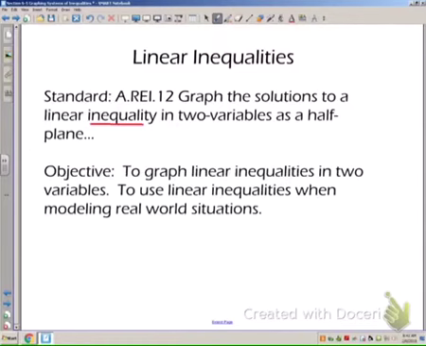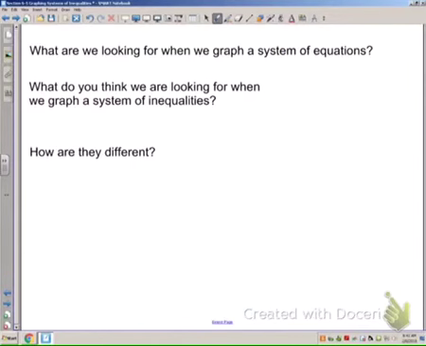And we want to ask ourselves, what are we looking for when we graph a system of equations? What do you think we're looking for then if we graph a system of inequalities? So when we're graphing a system of equations, we're looking for the point where the 2 lines intersect. What x and y value is true for both equations? So when there's inequalities, we're still looking for the point that is true for both, but this time with inequalities, we know that there's going to be a whole lot more points.